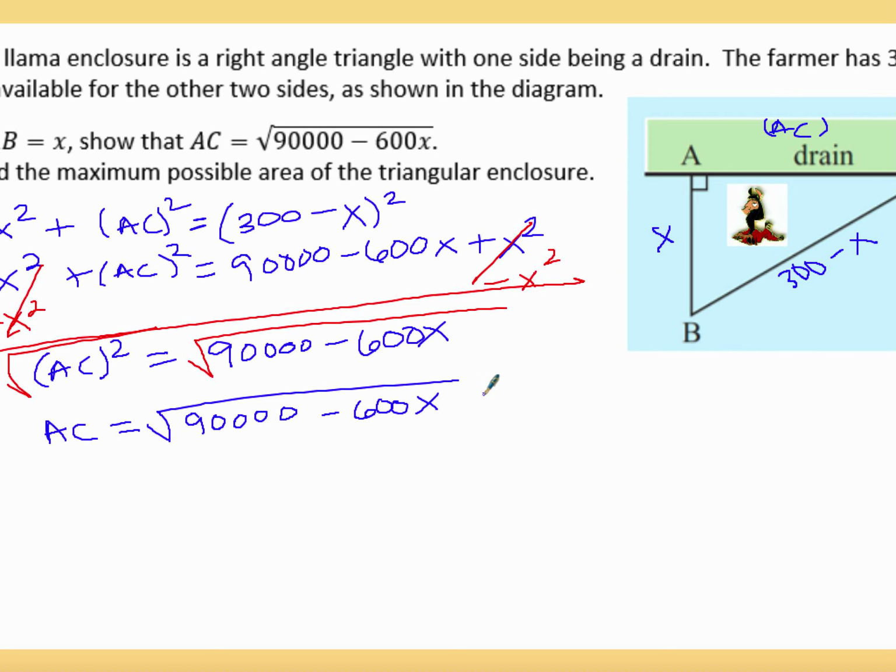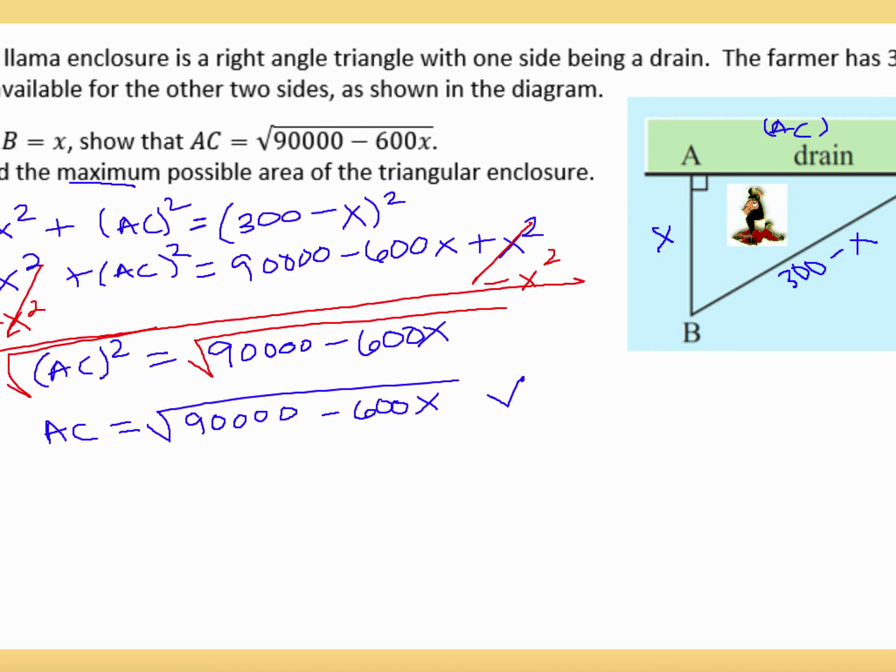Make sure you recognize we're rejecting the negative solution that we would get when we take the square root, because it's impossible for the drain to have negative fencing. So now question B asks us to find the maximum possible area. Well, when I see that keyword maximum, that's when I know I have to take the derivative and set it equal to 0 so I can find the maximum of the problem. So let's go ahead and take care of that.